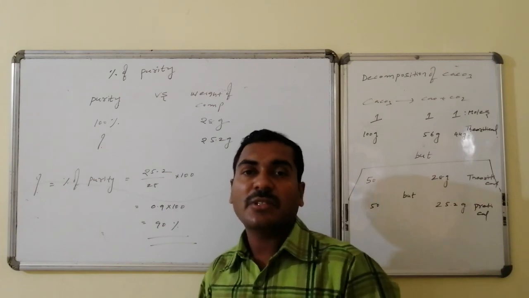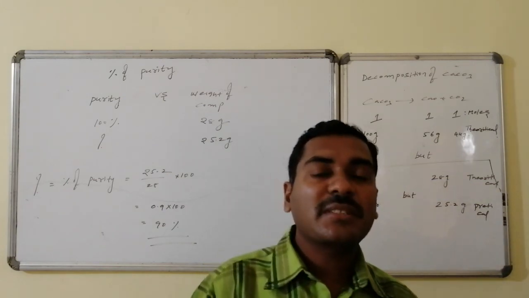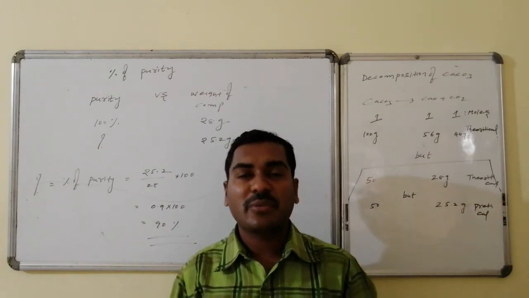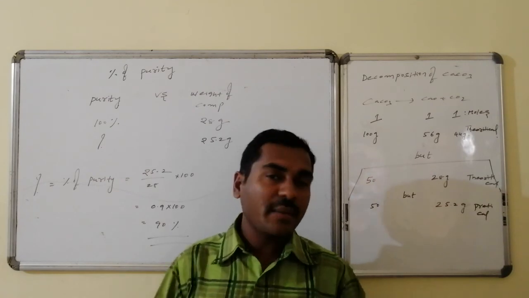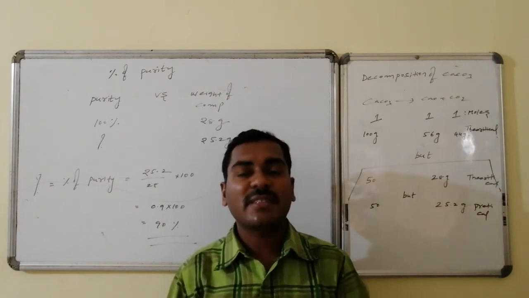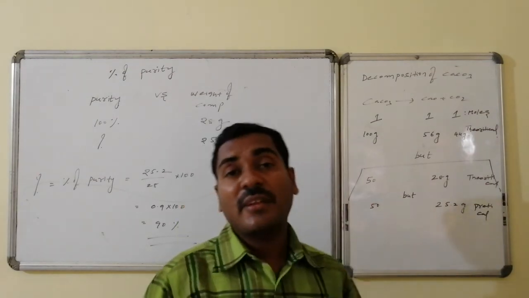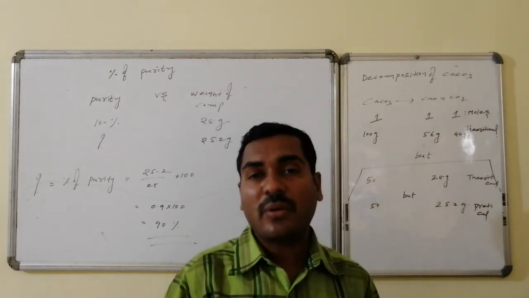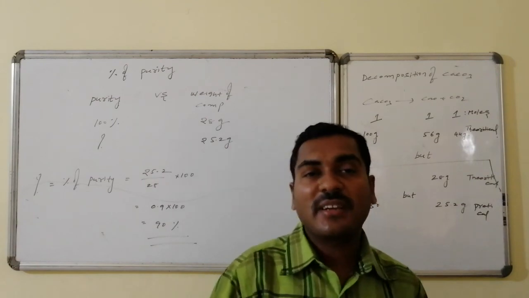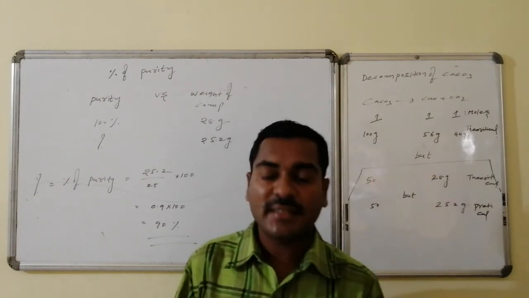90%. So calcium carbonate is not 100% pure. It is 90% pure. The meaning is, in every 100 grams of calcium carbonate, 10 grams are waste, 90 grams are pure. In the same way, in 50 grams, 45 grams are pure, 5 grams are waste materials, otherwise impure materials.